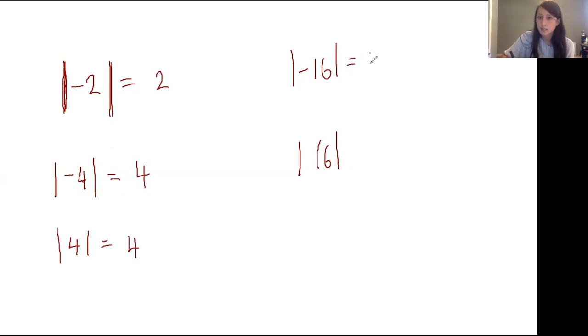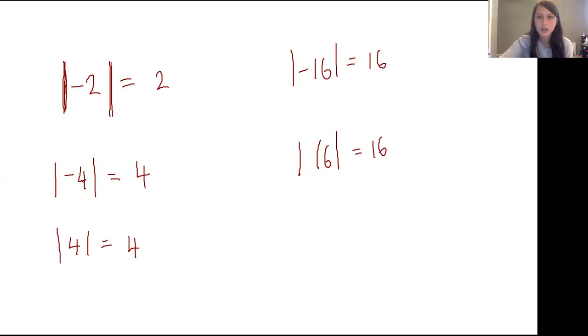Absolute value of -16 would be 16, and same with absolute value of 16. So basically you could summarize that the absolute value of any number will always be positive. So let's take a look at a few practices.